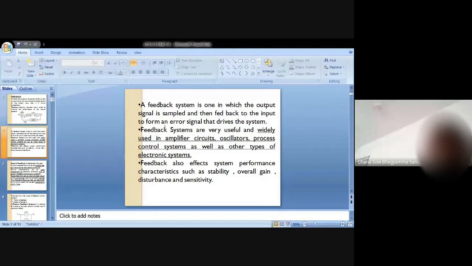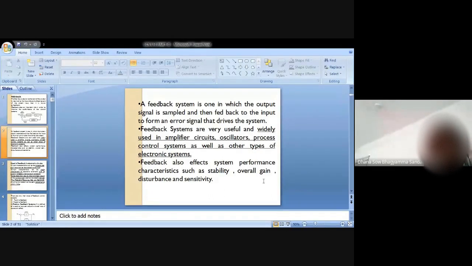Usually this feedback system is widely used in amplifier circuits, oscillators, process control systems, as well as other types of electronic circuits. Feedback majorly affects the performance characteristics of the control system, such as stability of the system, overall gain of the system, disturbance, and sensitivity. These are the factors which are affected by feedback. We are going to discuss in detail the stability, overall gain, disturbance and sensitivity of the system.